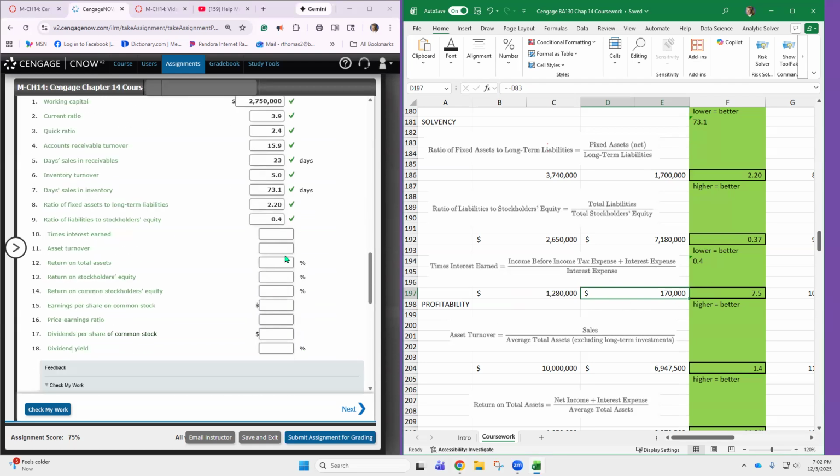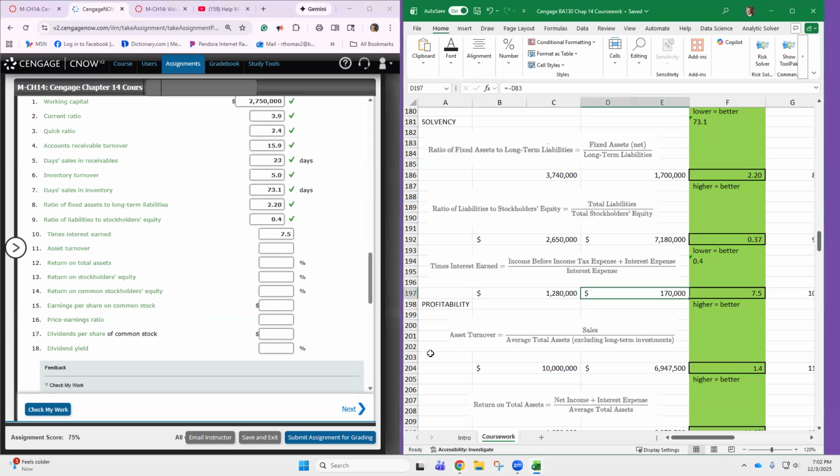Okay. The higher, the better. How many times can we pay the interest? The lower that gets, the more nervous creditors get. Because they're like, uh-oh, if something goes wrong, we're not going to be getting our interest payments.